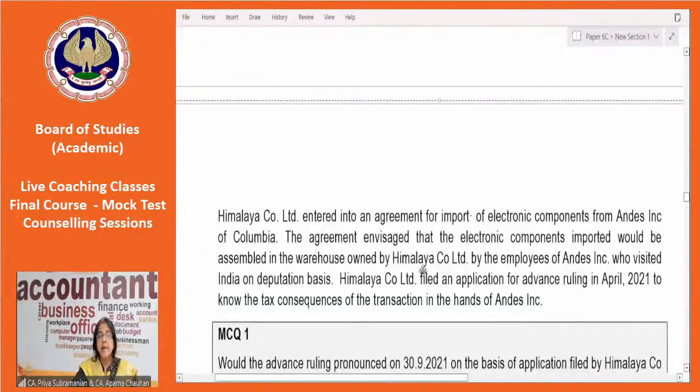Himalaya Limited entered into an agreement for import of electronic equipments from Andes Inc. of Colombia. The agreement envisaged that the electronic components imported would be assembled in the warehouse owned by Himalaya Limited by the employees of Andes Limited who visited India on deputation. They applied for advance ruling. Himalaya Company Limited applied for advance ruling in April 21 to know the tax consequences in the hands of Andes.